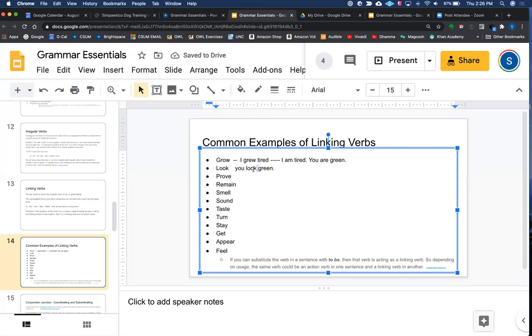So how about if we take this one and say, now this verb look, which normally would be an action, right? Normally we would think of look as I am looking at something. That's an action, just like jumping is an action. But in this sentence, you're not looking at green, you are green. So in that case, that's a state of being. And so look is here acting like a linking verb.